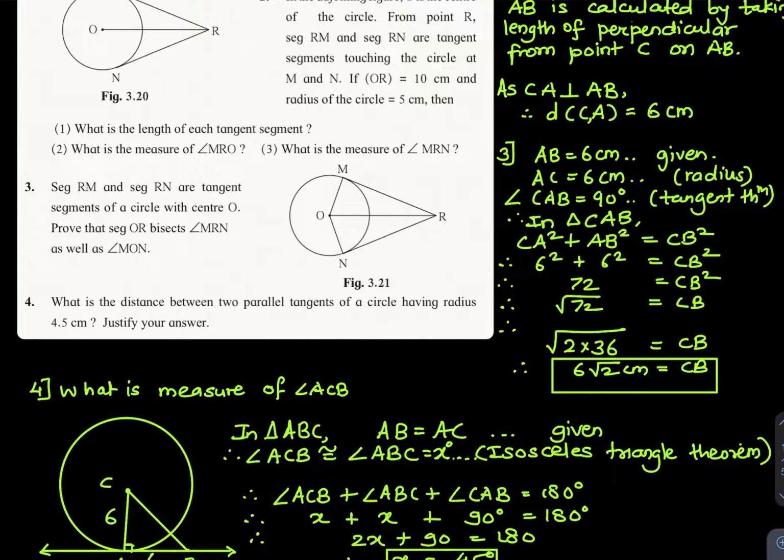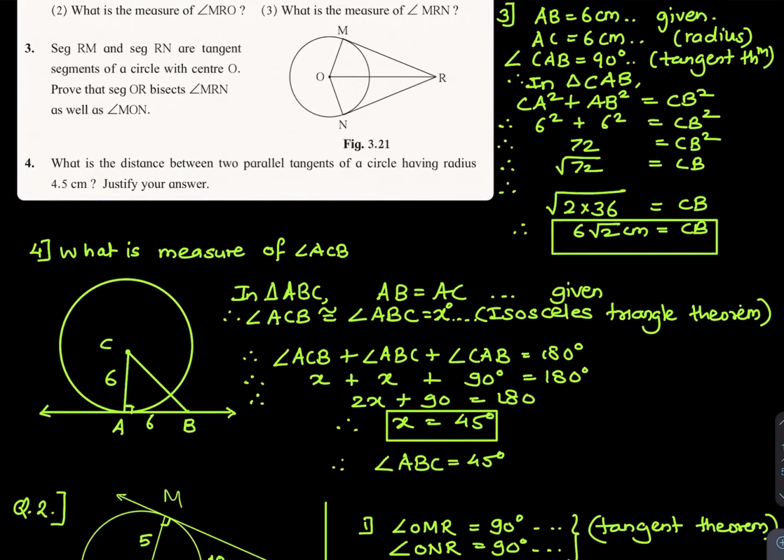So we are told to prove that segment OR bisects angle MRN. What is meant by bisect? Bisect means it divides into two equal parts. So this line OR bisects this angle. So angle MRO and angle NRO both should be equal, and also on this side angle MOR should be equal to angle NOR. So this will be our to-prove.